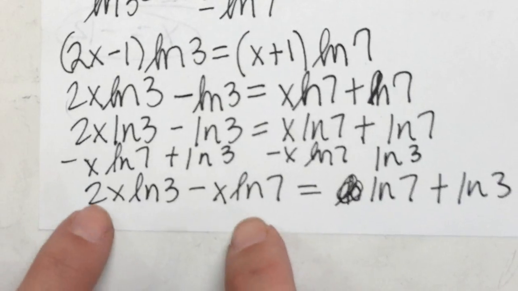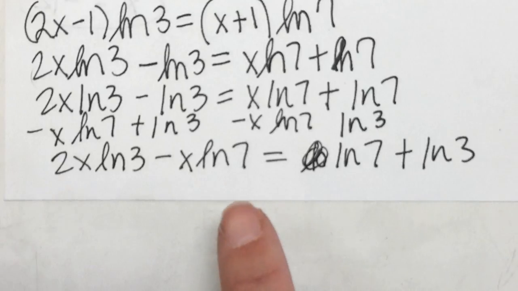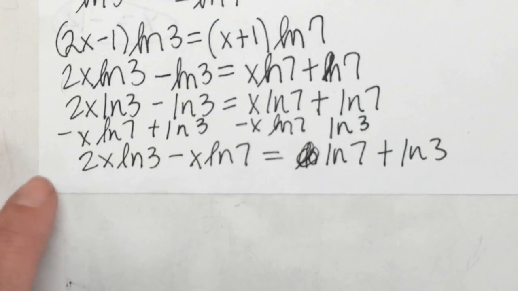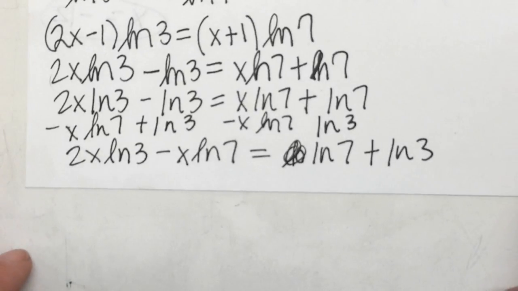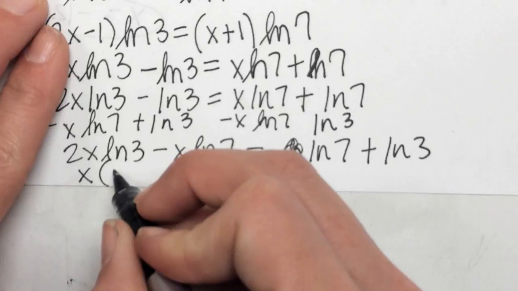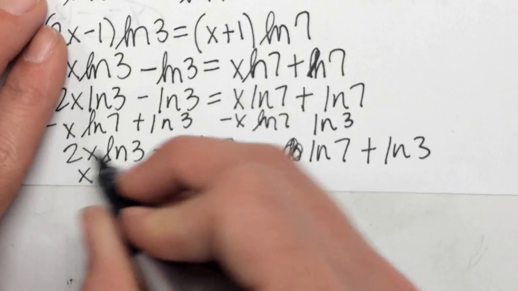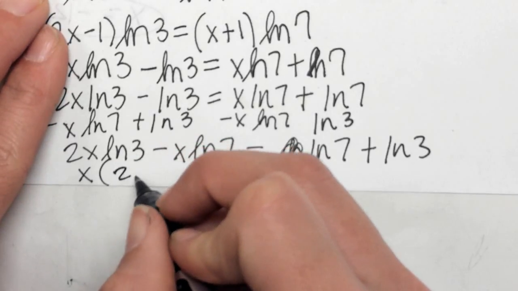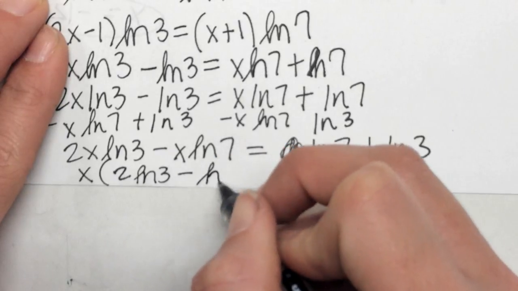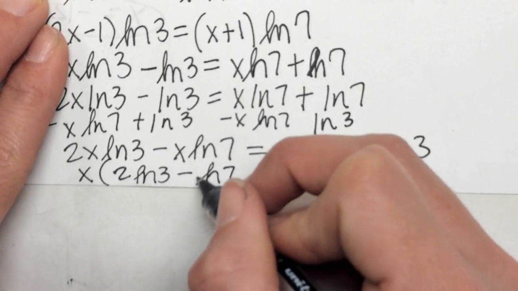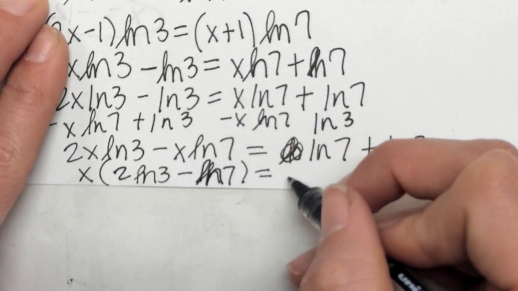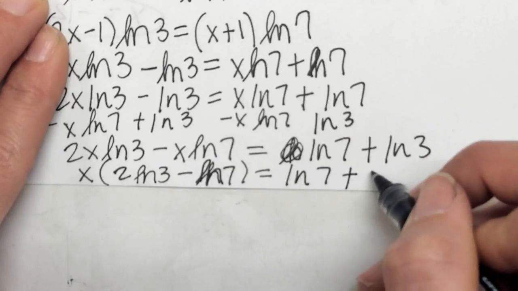What do these have in common? These right here. x. So let's take it out. Tell me what would be in parentheses if I took an x out of this. 2 ln 3 minus ln 7. And we can't combine these, so I'm just going to leave it: ln 7 plus ln 3.